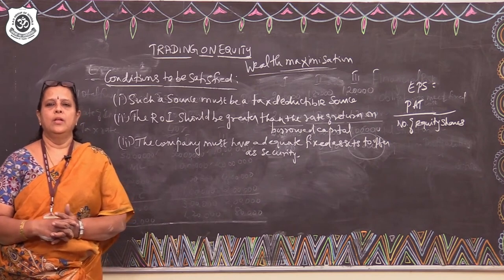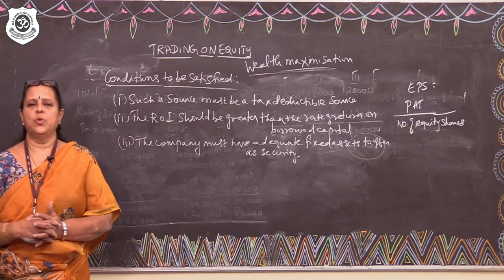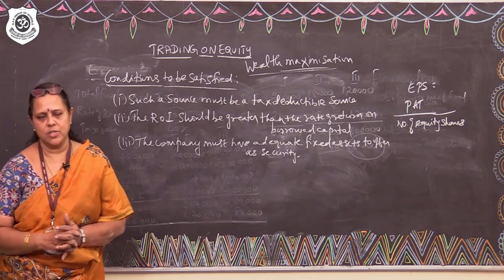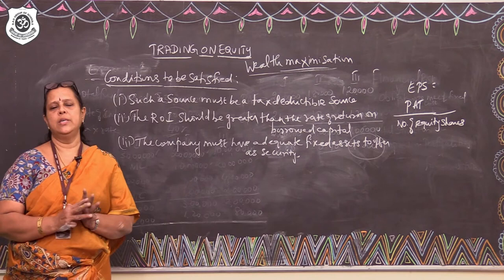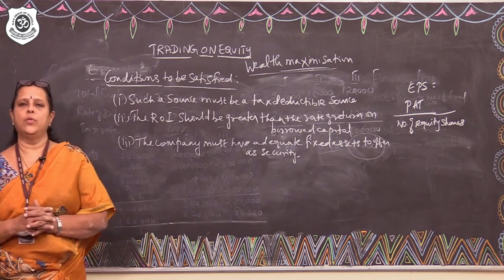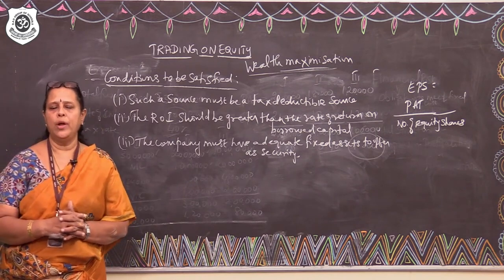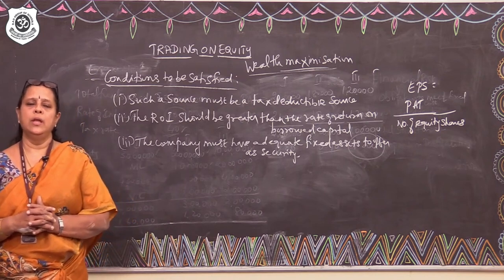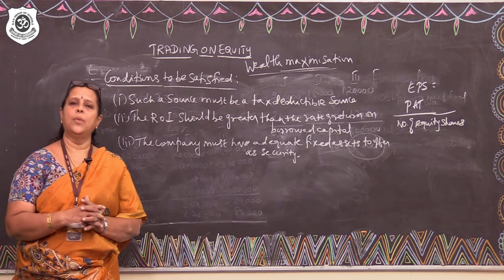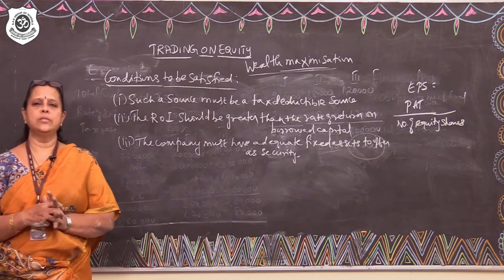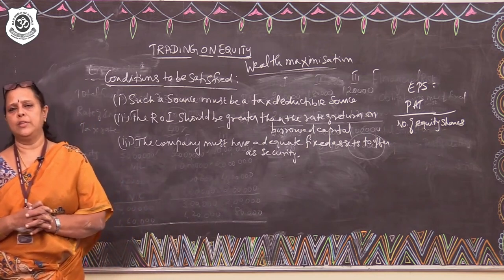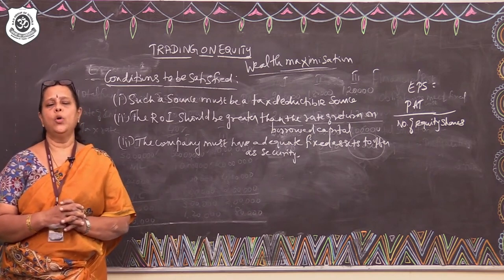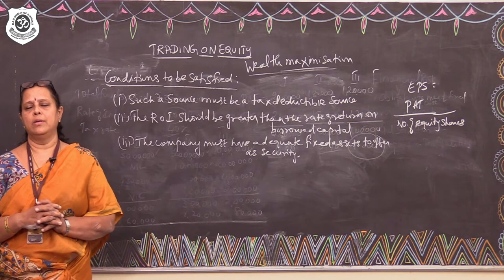So, to just revise what we have completed, we started with what we mean by capital structure. Capital structure is the composition of long-term securities in the capital employed of the company. The capital structure consists of two funds, namely owners' funds and borrowed funds. Owners' funds consist of shares, namely preference shares and equity shares, and reserves and surplus.